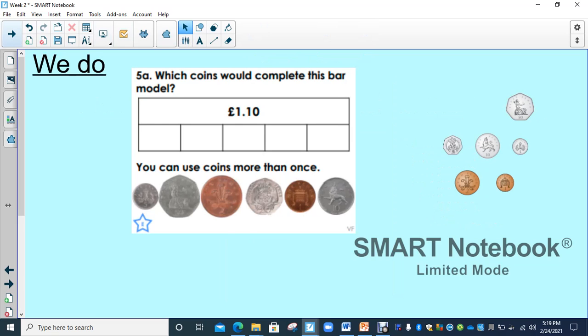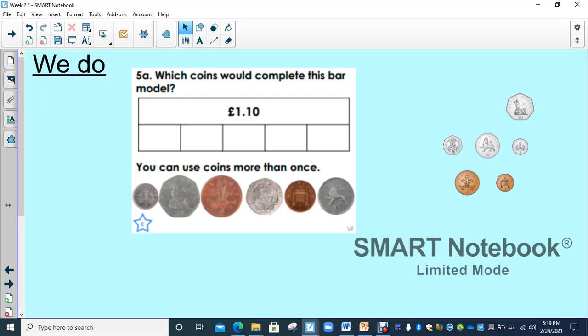Let's go for it. So, my first question, which coins would complete this bar model? You can use coins more than once. So here in the top of my bar model, my whole is £1 10 pence. And my bar model's been sectioned off into 5 different parts. And I need to have those adding together to create £1 10 pence. So pause the video and see if we do it the same way, or perhaps you do it a different way. I'd be very intrigued.